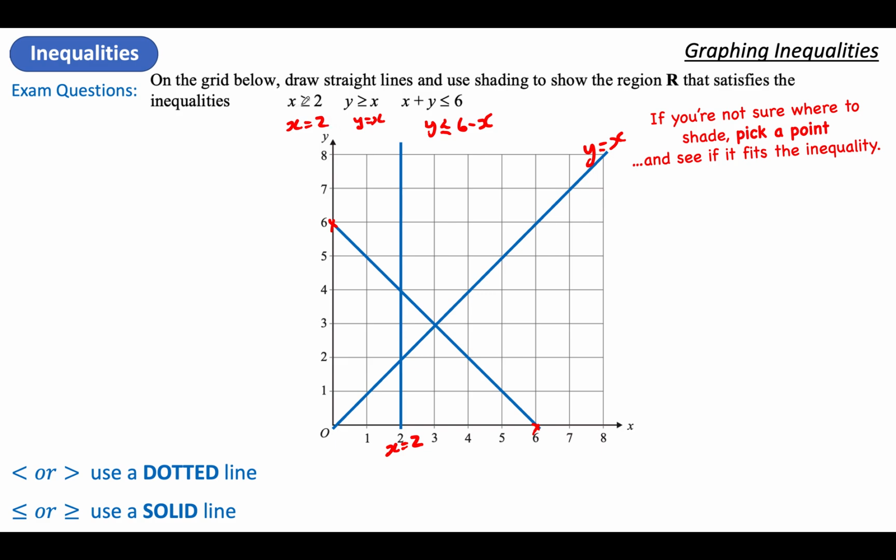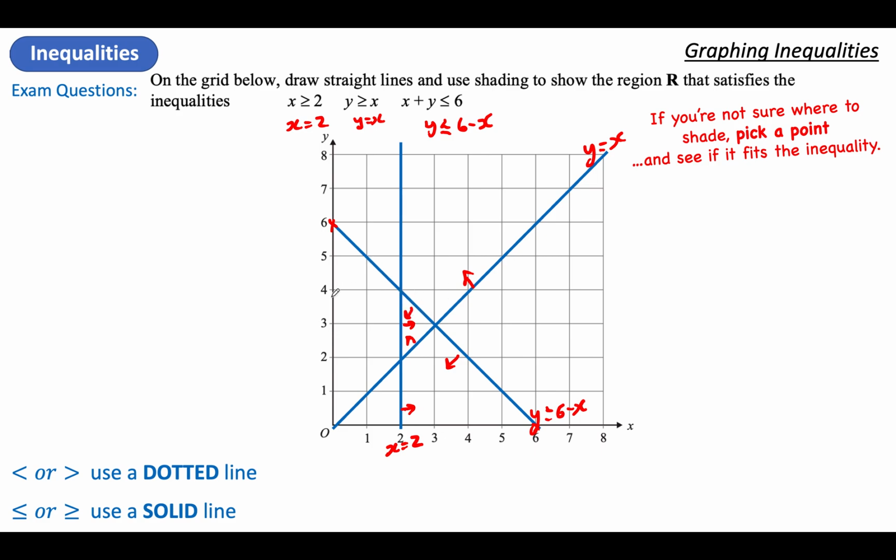Then look at your inequalities. x is bigger than 2. So on this line, we need to be to the right of that line. Wherever on that line, to the right of it somewhere. y is greater than x. So we're going to be above this line. So anywhere above that one. And then y is less than or equal to 6 minus x. So on this line here, which is y equals 6 minus x, we want the bits under that line.